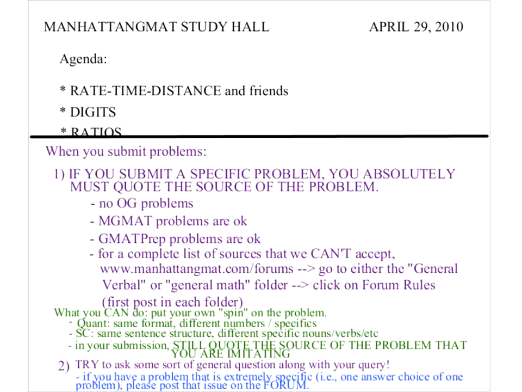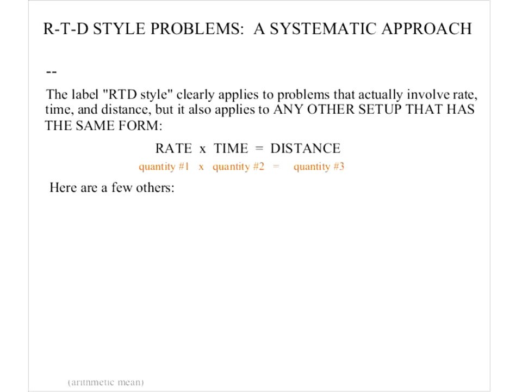Let's start talking about rate, time, and distance problems. Here we go. Systematic approach to rate, time, distance. And notice that we're not just calling them rate, time, distance problems. We're actually calling them rate, time, distance style problems because, as it says on the slide, there's a whole genre of problems that have exactly the same form and thus can be solved in exactly the same sort of way.